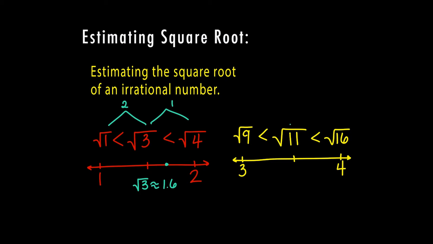So again, 11 to 9 is 2 places. 11 to 16 is 5 places. So I do know that the square root of 11 is going to be closer to 3 than to 4. So I would estimate the square root of 11 to be approximately 3.3.